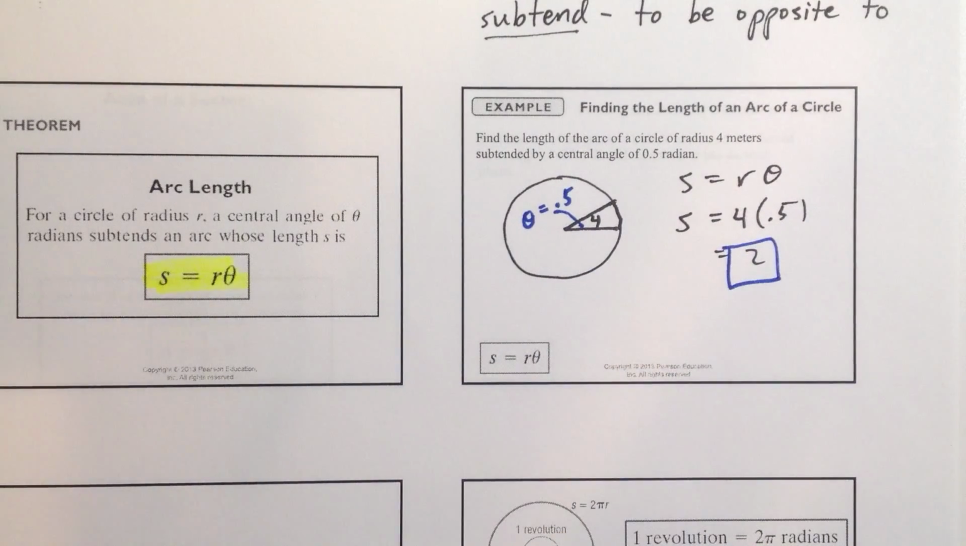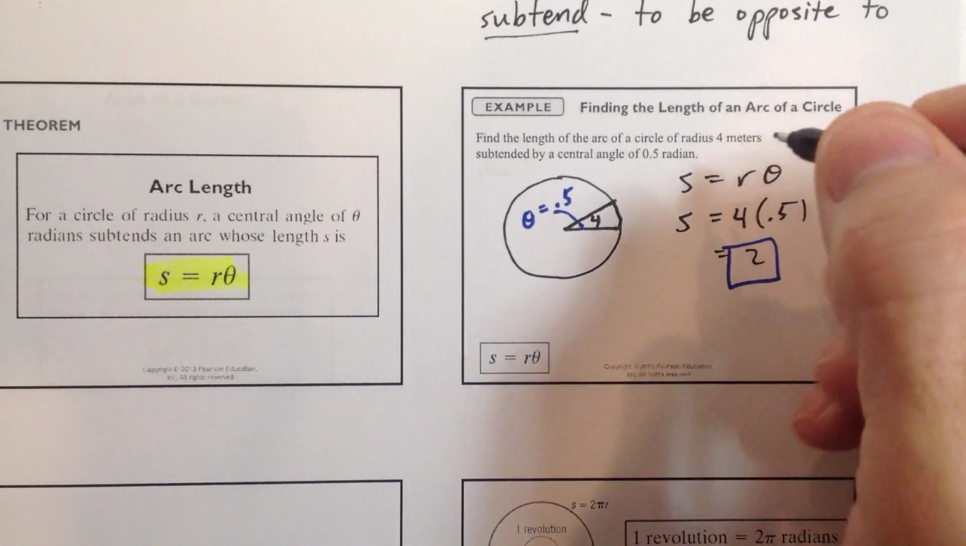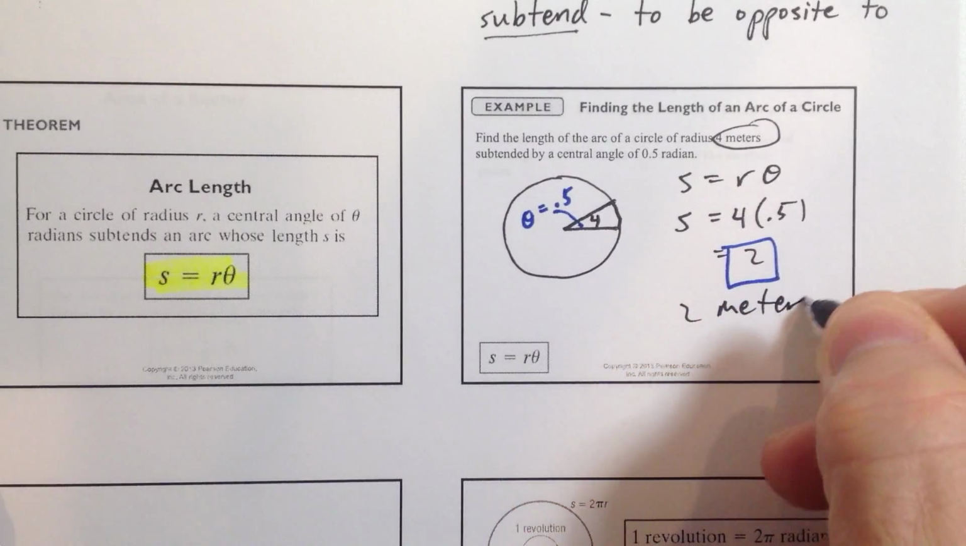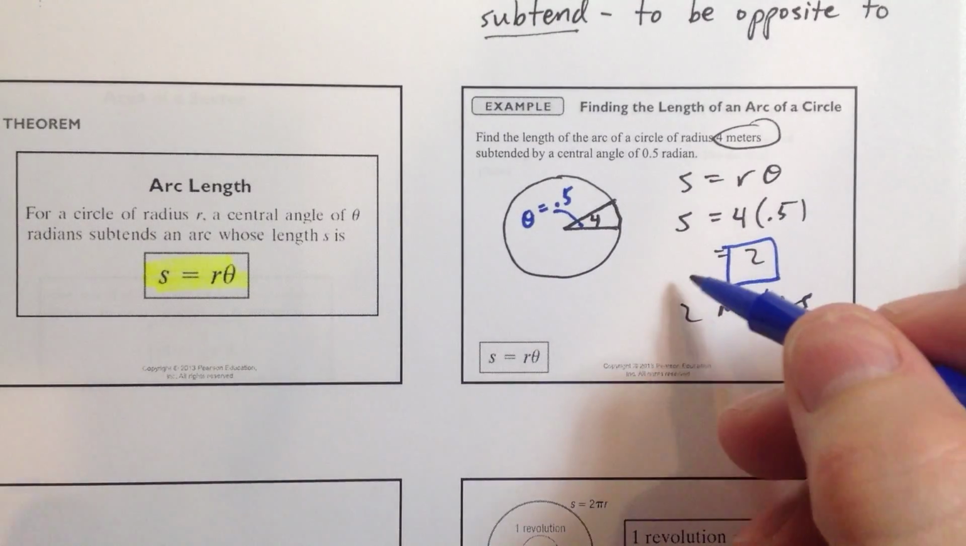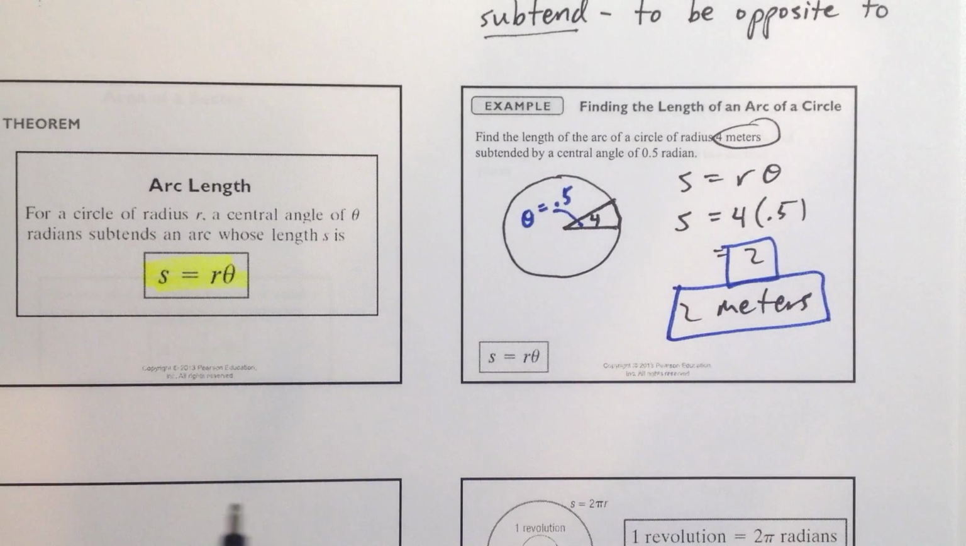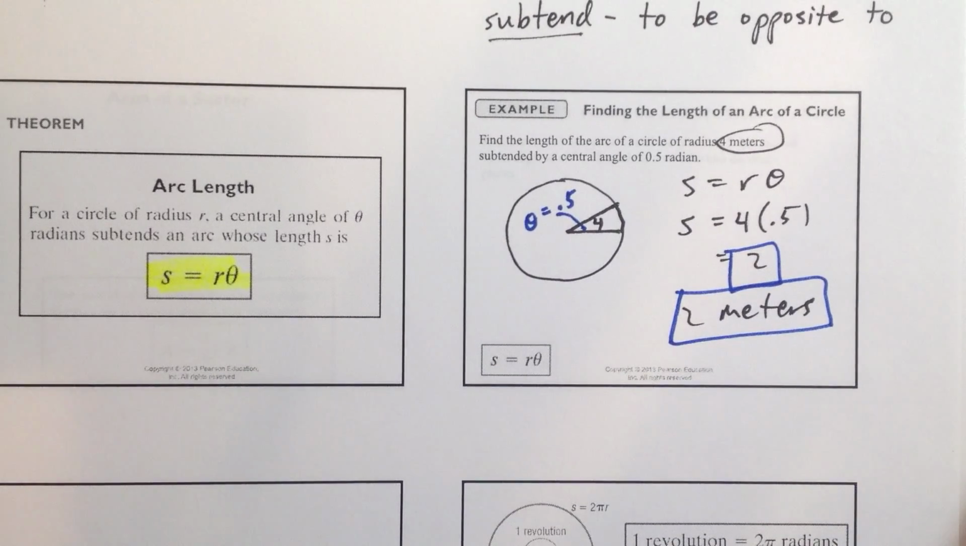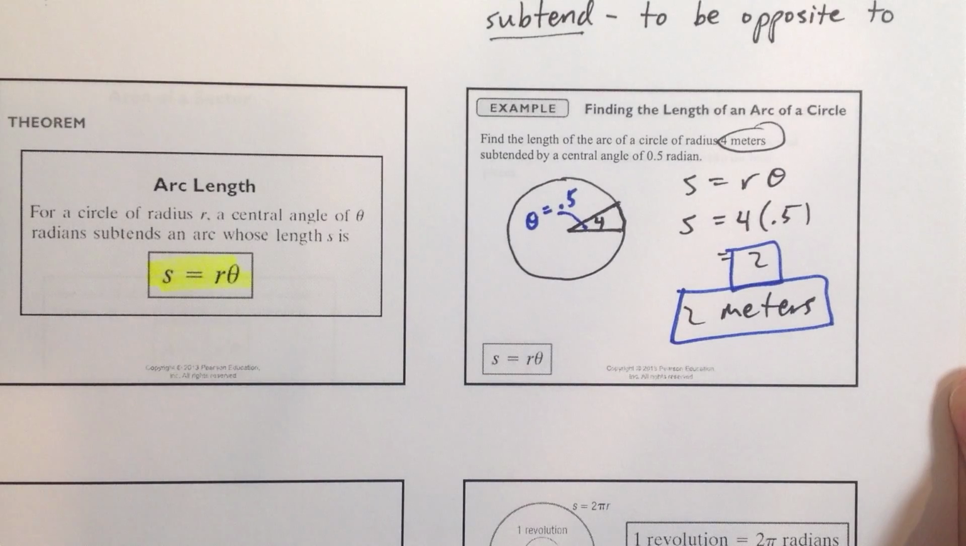2 what? 2 radians? Well, you wouldn't say 2 radians. You would just say 2. Oh, this is meters, so the radius is 4 meters, so it would be 2 meters. You wouldn't say 2 radians. Radians are only used for angles. You wouldn't measure a length in terms of radians, so keep that in mind as well.